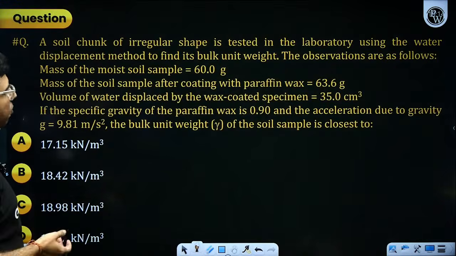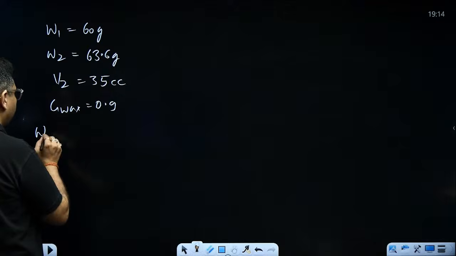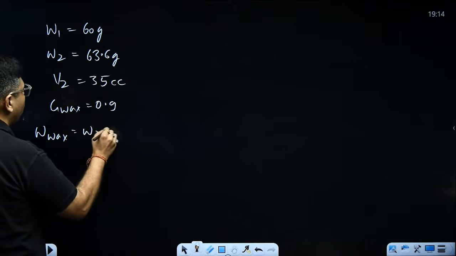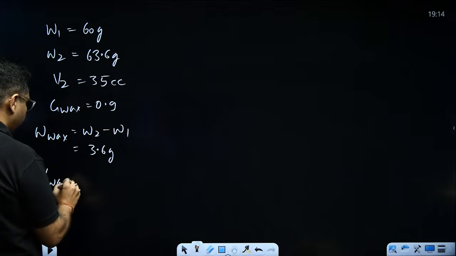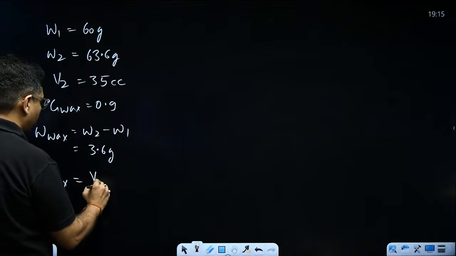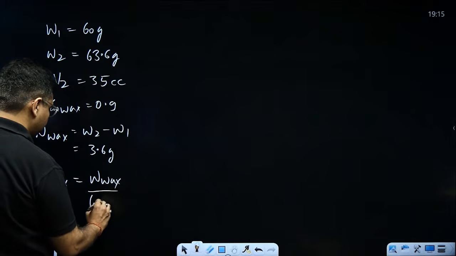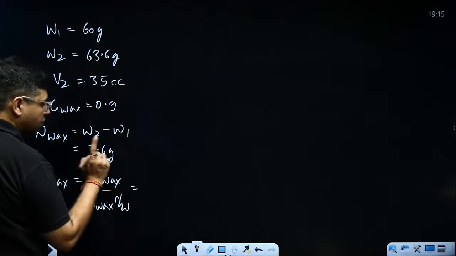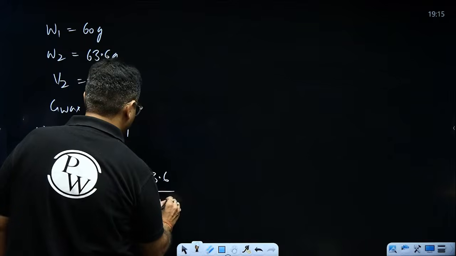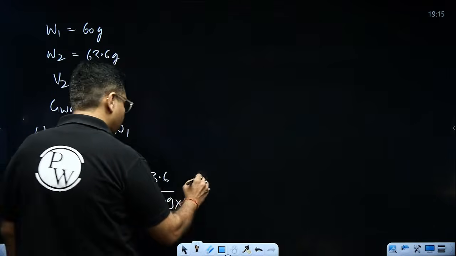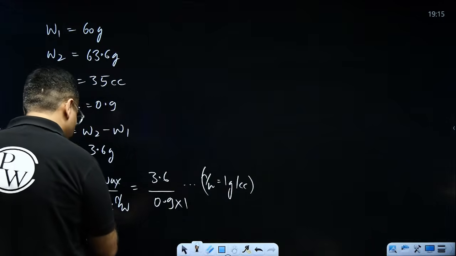And g you will take as 9.81. Find out gamma t. Very simple. Weight of wax is W2 minus W1, that is 3.6 grams. Volume of wax is weight of wax by gamma wax. Gamma w I will take as 1 gram per cc because everything is in gram per cc. So 3.6 upon 0.9 into 1, so this is 4 cc.